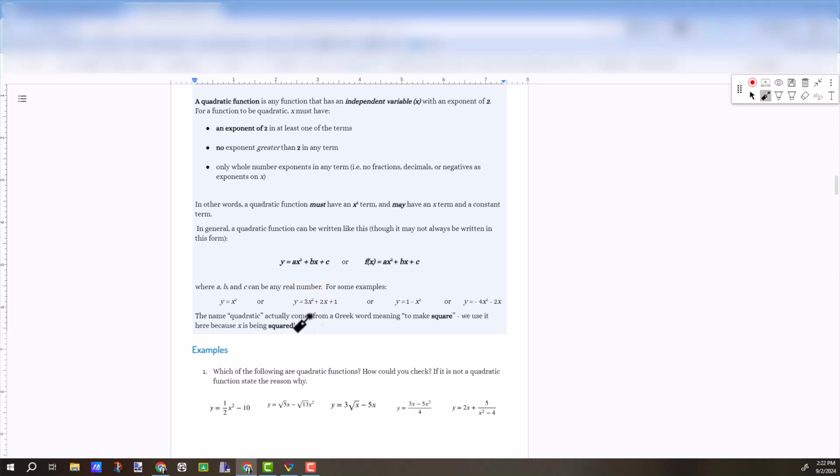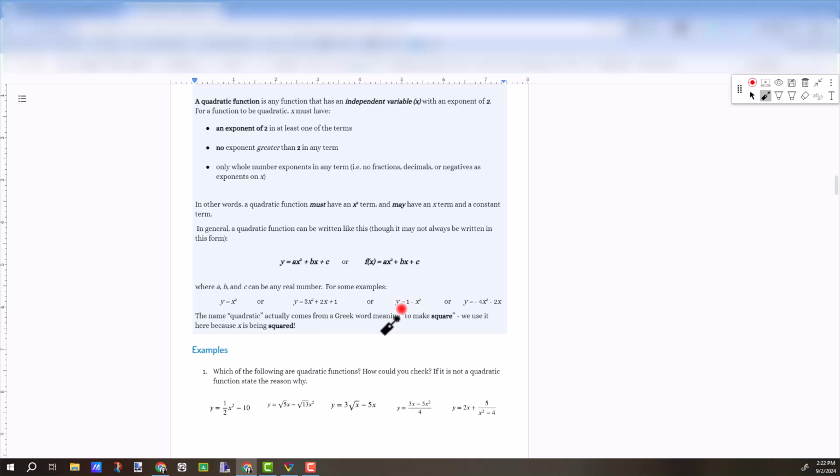So let's look at some examples. In this one here, notice we have the 2 on the x, therefore it's a quadratic function. This one here, the highest exponent is a 2, which is in that first term of 3x squared. And this one is okay because even though it doesn't have an exponent on it, we know it's 1, and a constant term of 1.